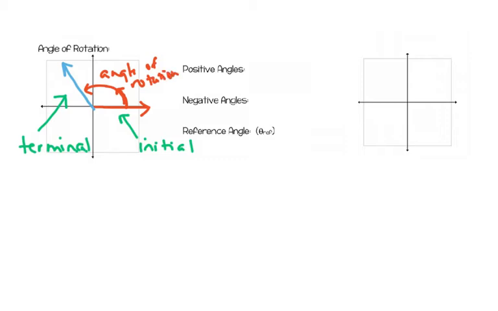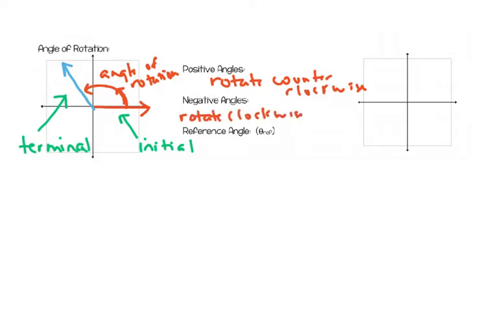So if we say positive angles, that's where we rotate normally, counterclockwise. If we tell you something's rotating negative degrees, then that's going to be rotating clockwise. So in that example, if I had an initial side here and it started rotating clockwise, then this angle of rotation would be like negative 80 degrees or something like that. Whereas this one would be like positive 120 degrees or so.